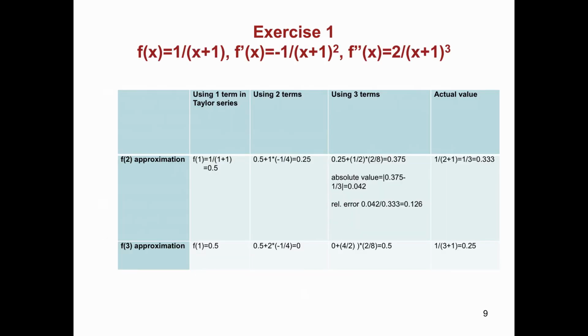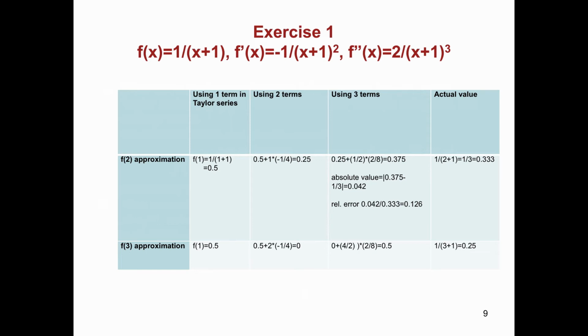So I got that my f of 2 approximation, it's just 1/2. If I use 2 terms, then I actually have those 2 terms, so I have 0.25, because I have 1/2 plus 1 times minus 1/4, which is 1/2 minus 1/4, so that's 1/4. Yeah.